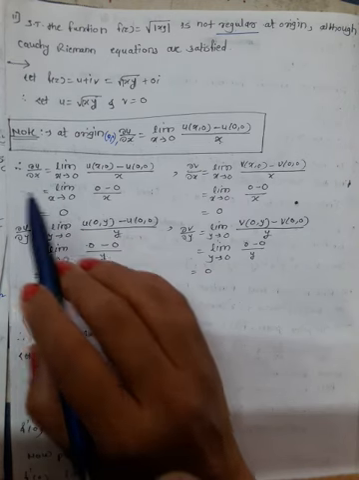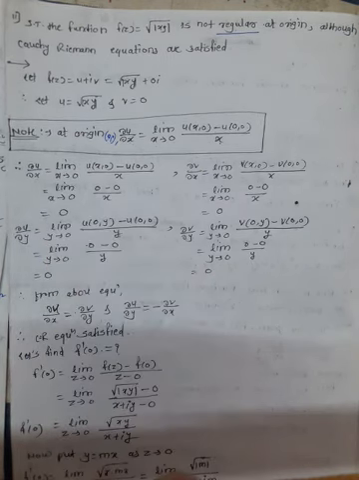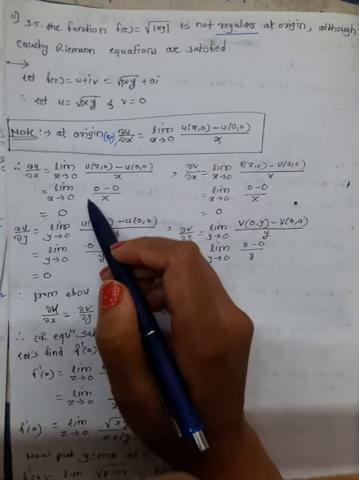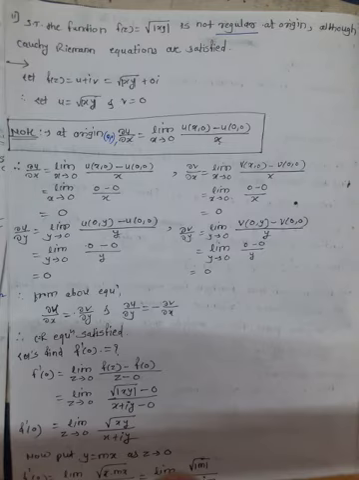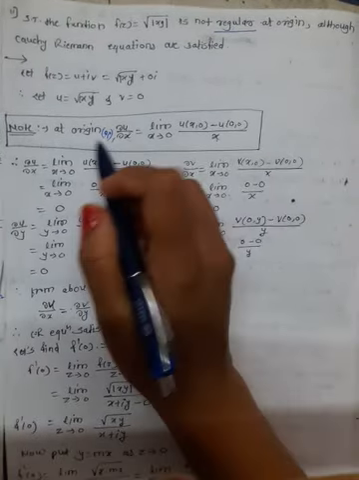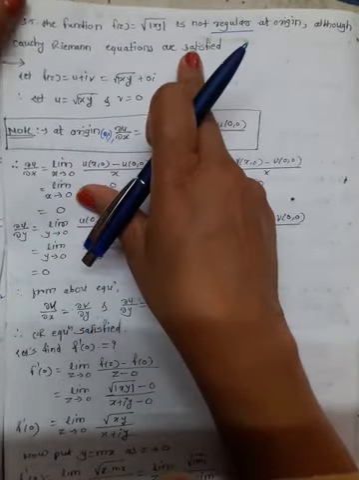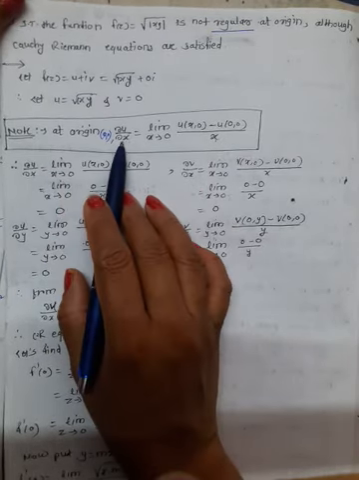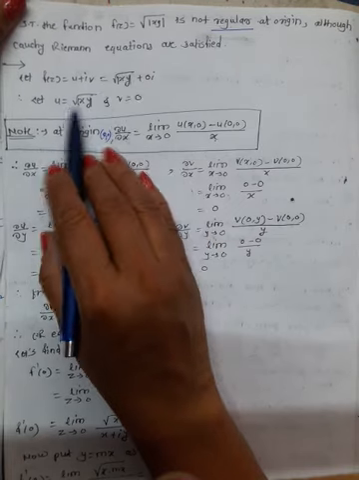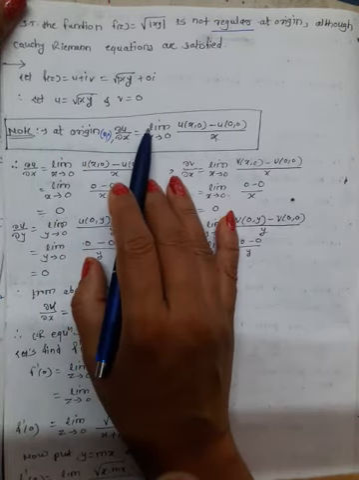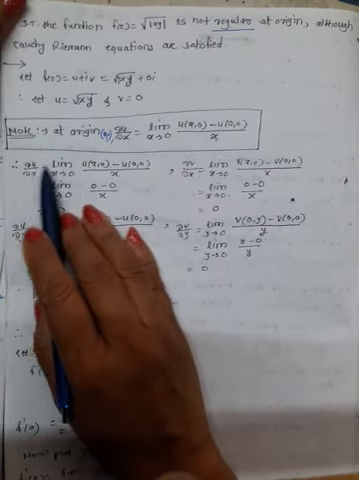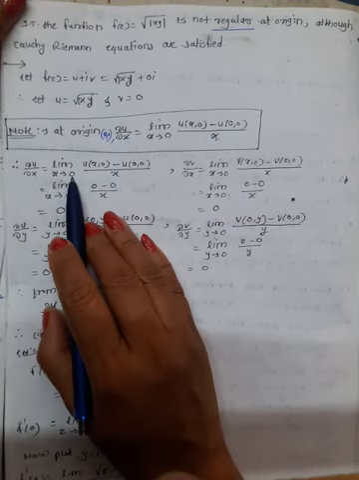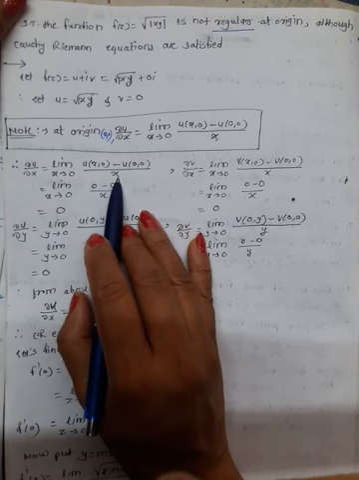Let us first prove the CR equations, because we can easily calculate derivatives first. Calculate all the derivatives of u and v. ∂u/∂x, this is the formula: the limit as x tends to 0 of u(x, 0) minus u(0, 0), divided by x.